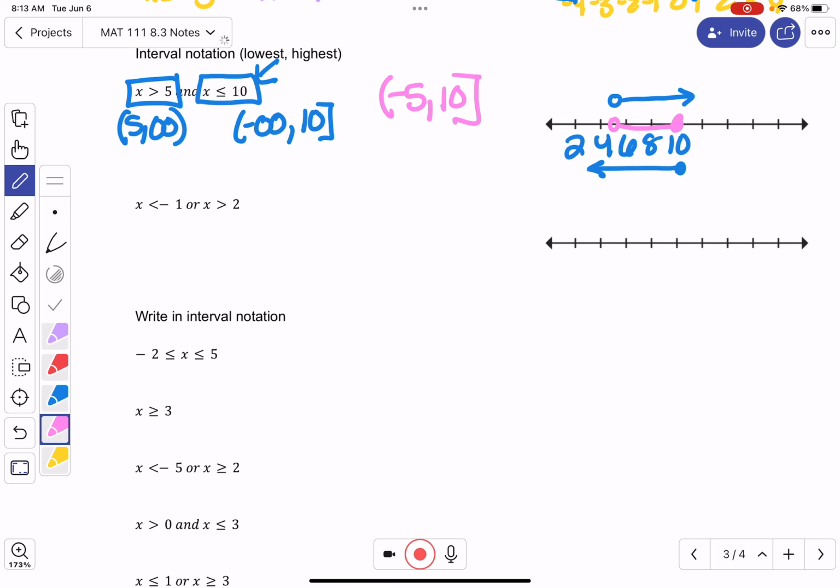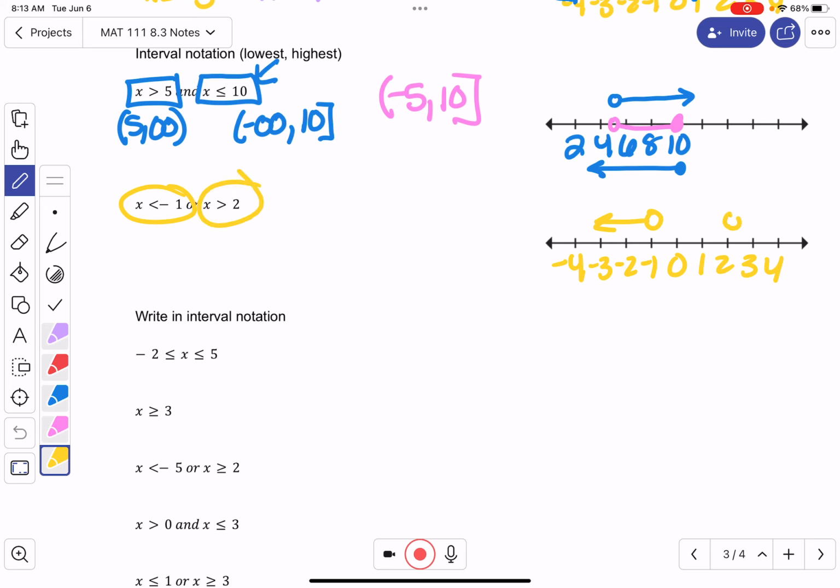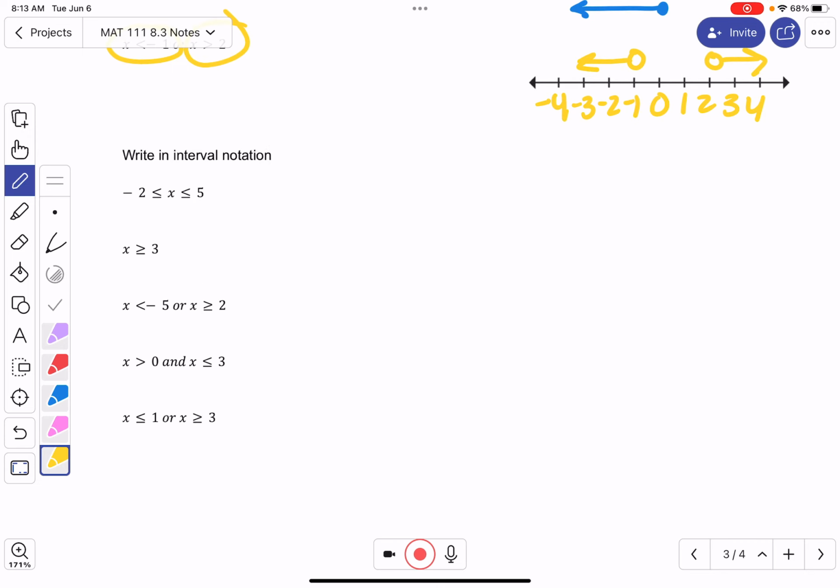If we did one more here, x is less than -1. Sorry, I'm just ignoring that so I can finish this for you. X is less than -1 would look like that. X is greater than 2 would look like that. Because it's "or," we leave both of them. All right, interval notation. So lowest to highest would be -2 to 5. That line tells us bracket.